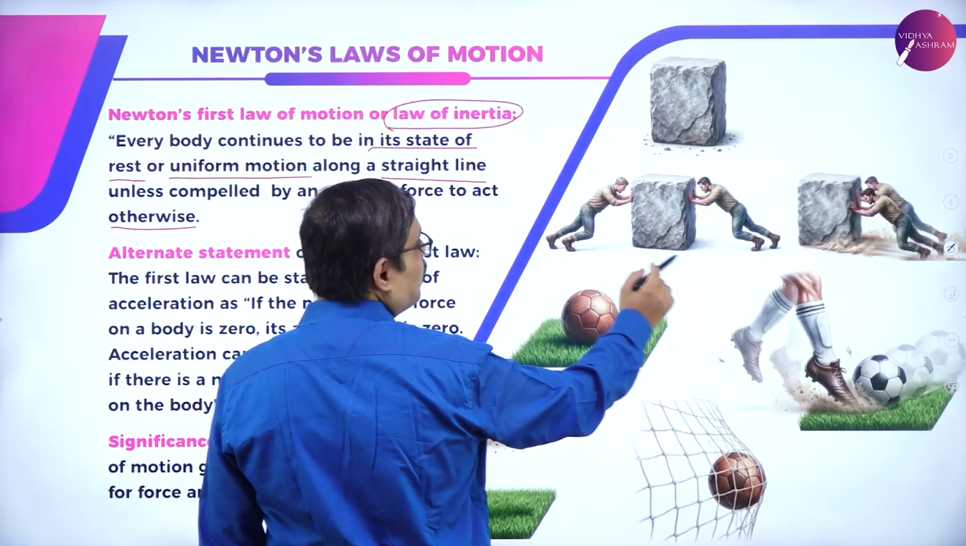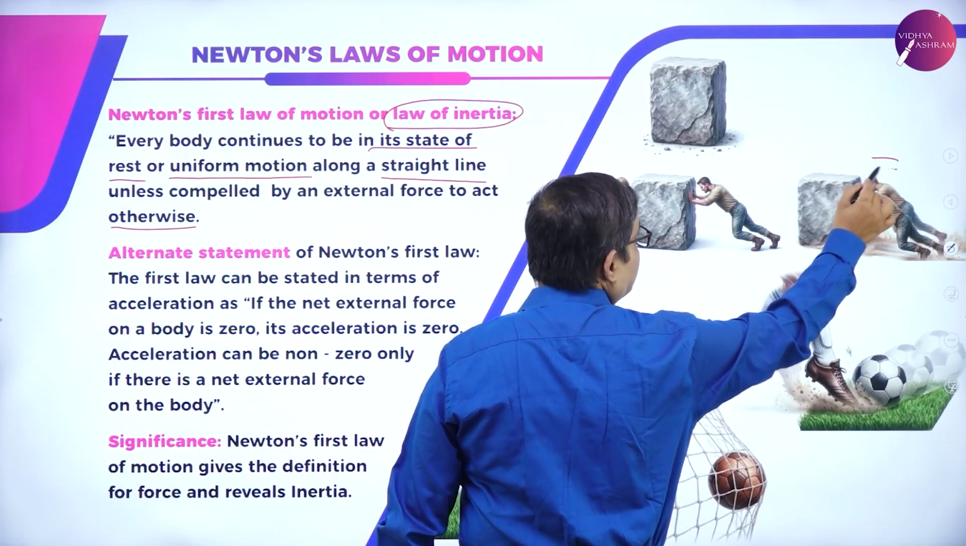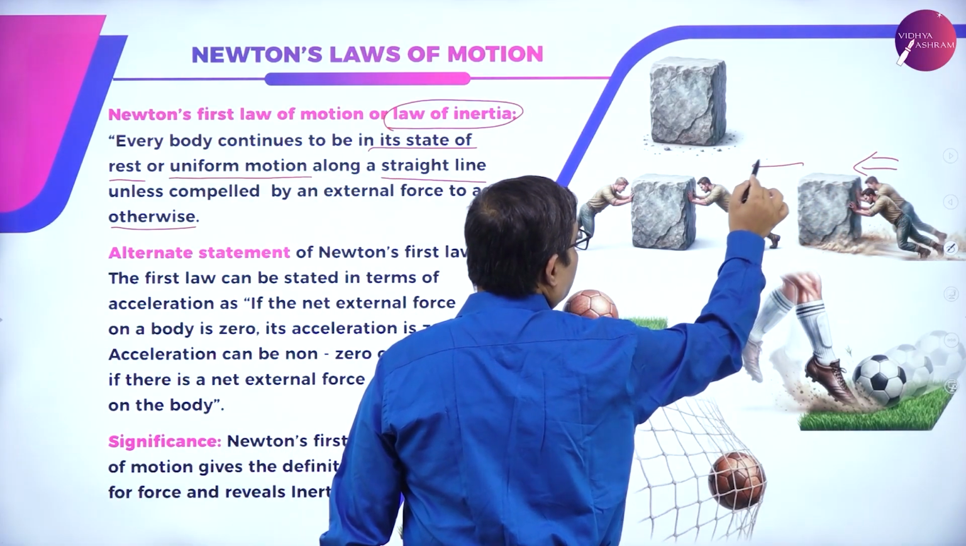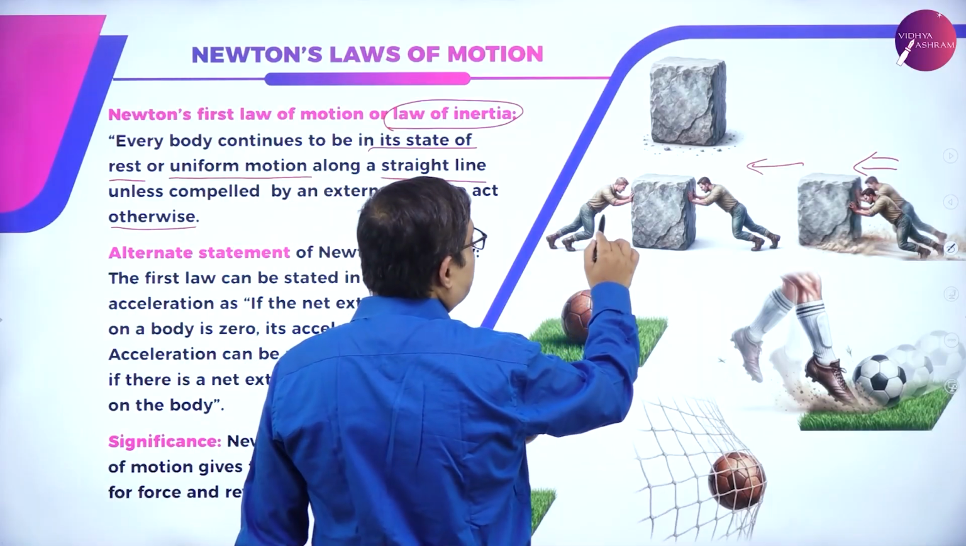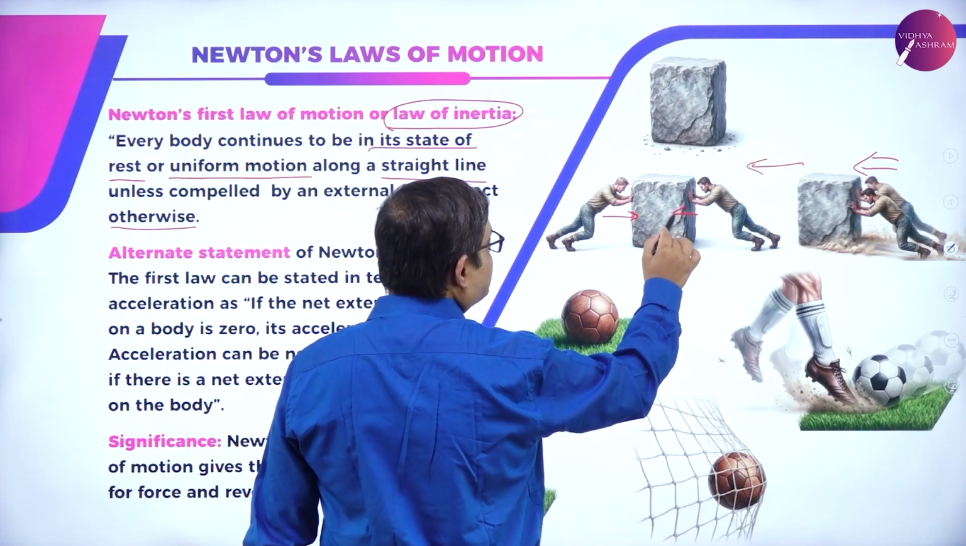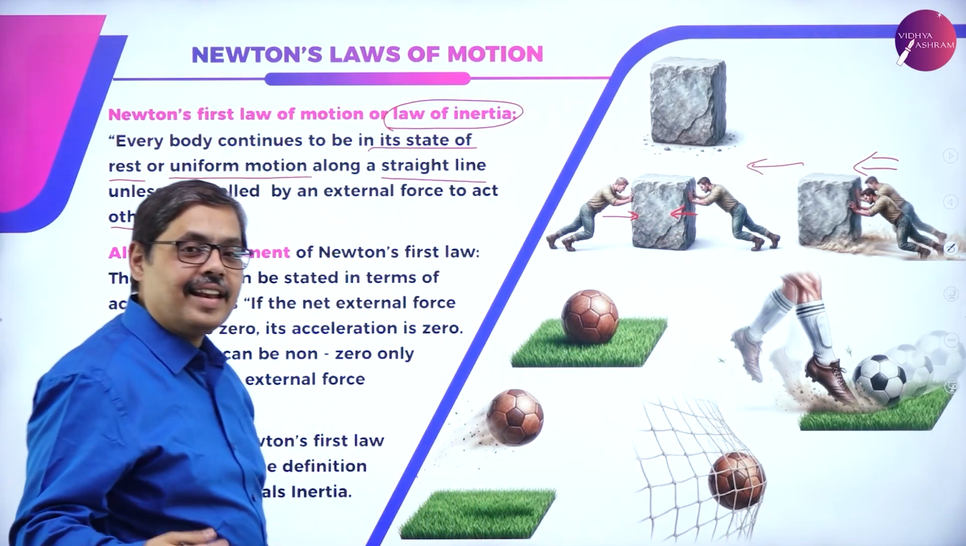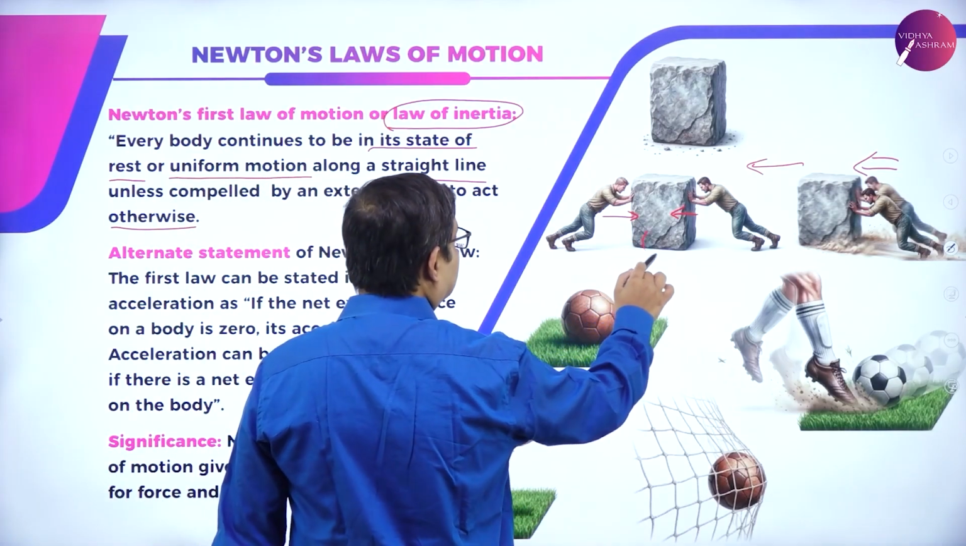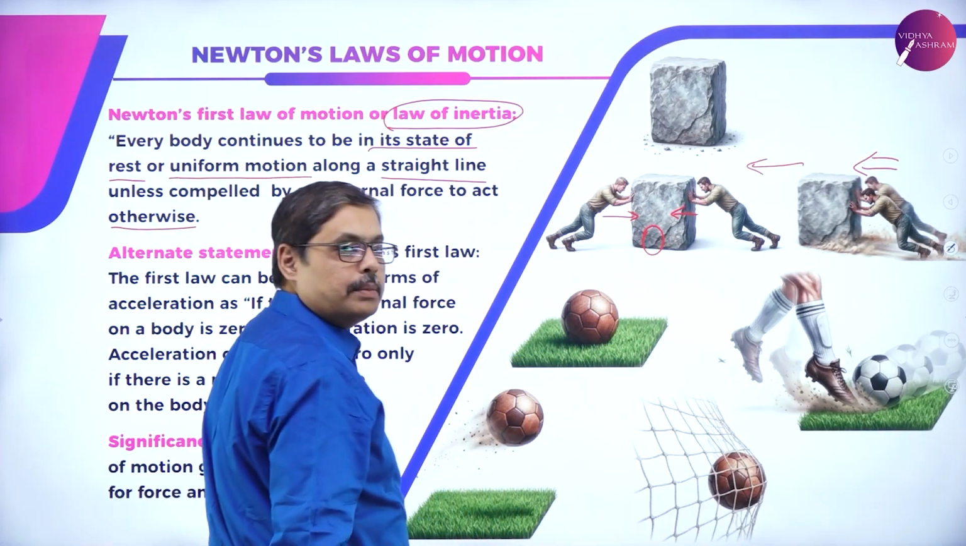What is an external force? Two people are pushing in the same direction. This stone can be moved forward. The same stone is being pushed by two persons but in opposite directions. What will happen? The net force will be zero. The net force acting will be zero.